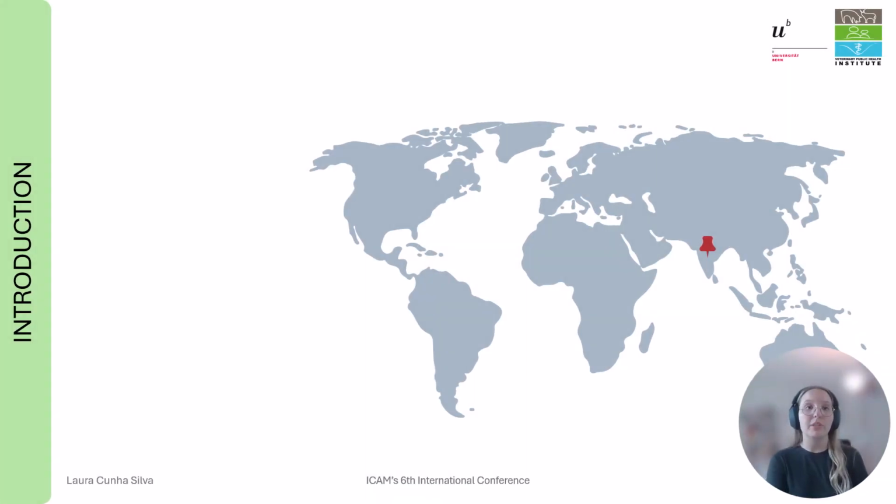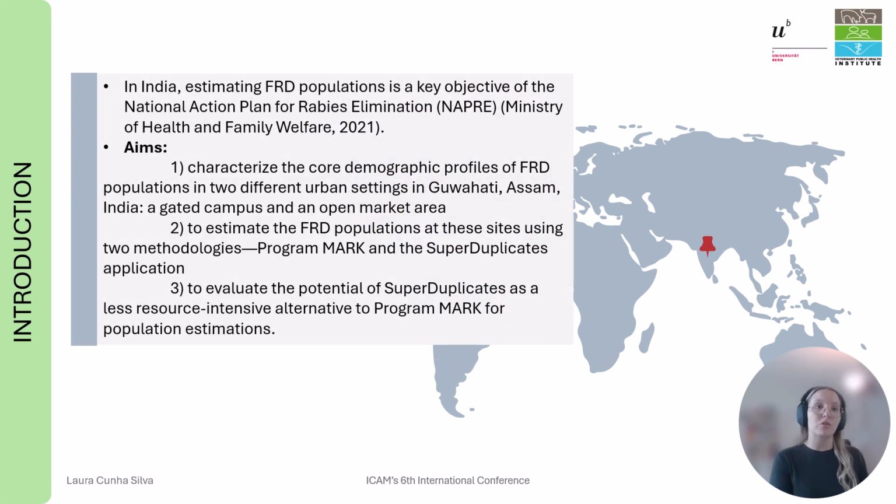As many of you are probably aware, India bears the highest global burden of rabies, accounting for approximately 35% of all human rabies deaths worldwide, with free-roaming dogs playing a critical role in the spread of the disease. For the purpose of this study, free-roaming dogs are defined as dogs not confined and under no direct human supervision, as defined by WOAH. Accurate free-roaming dog population estimates are crucial for effective dog population management and mass dog vaccination strategies. In India, estimating free-roaming dog populations is a key objective listed in the National Action Plan for Rabies Elimination.